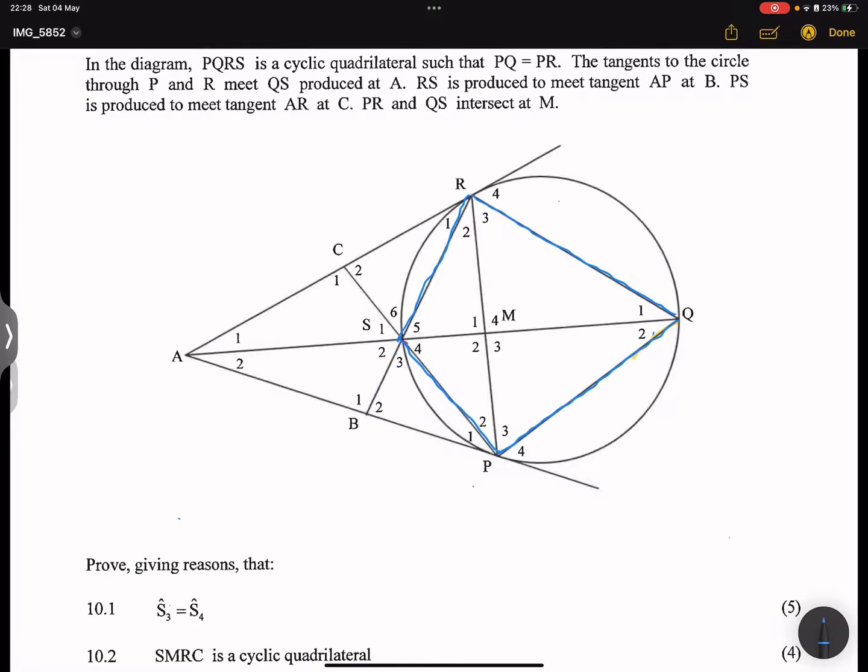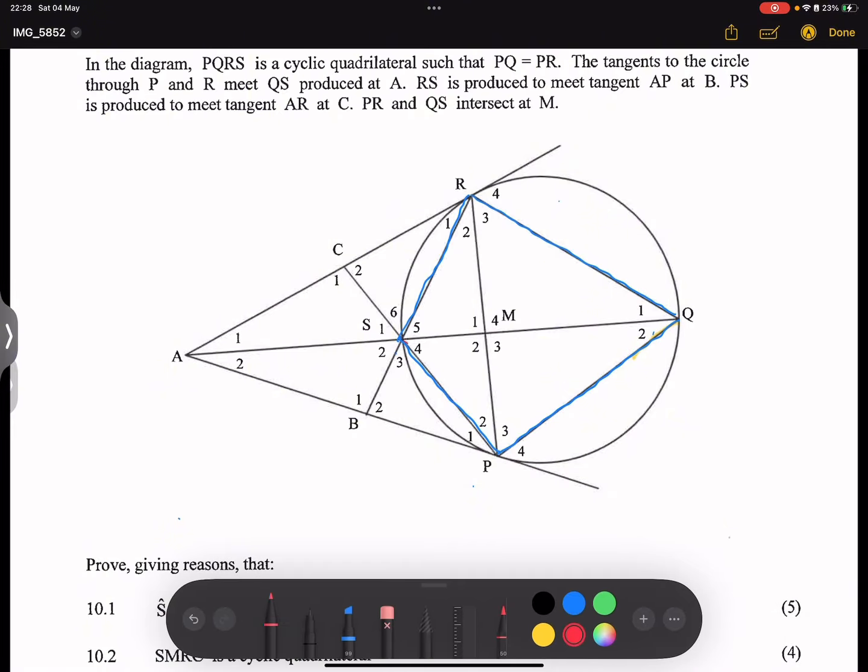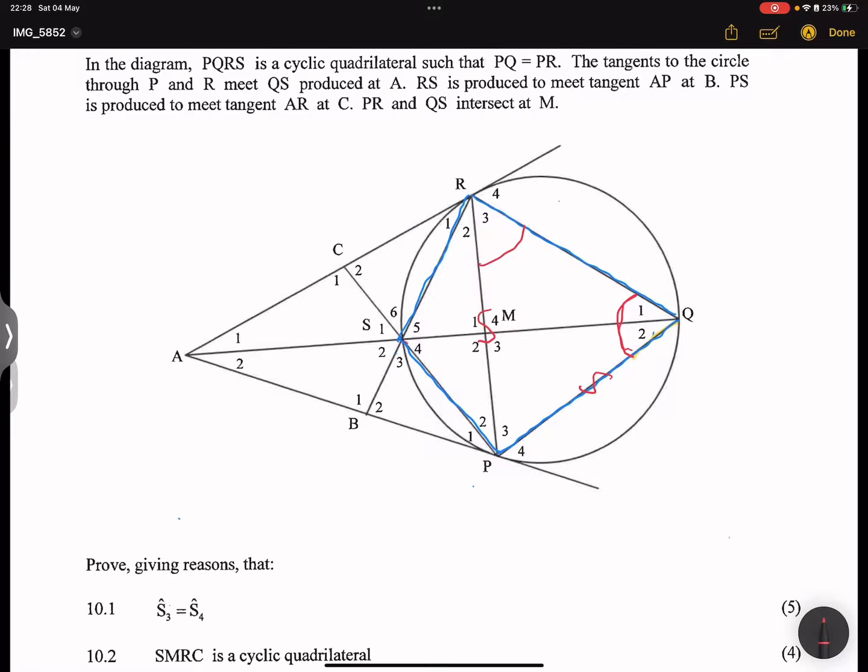Right, so they say PQ is equal to PR. Now note, they're giving us sides that are equal. Now remember, what does that do? It makes PQR an isosceles triangle. So what does that mean? It means that if I look at these angles here, R3 will be equal to Q1 plus 2 because they are angles opposite equal sides.